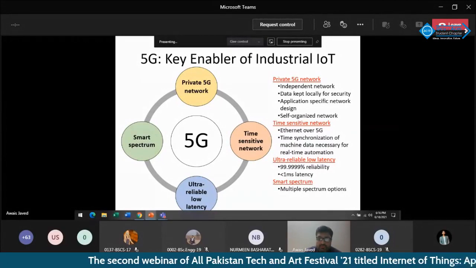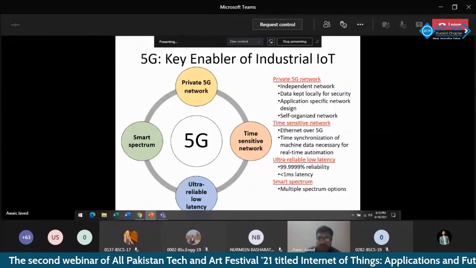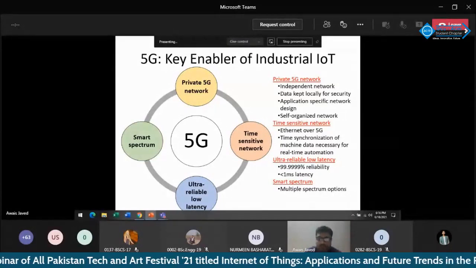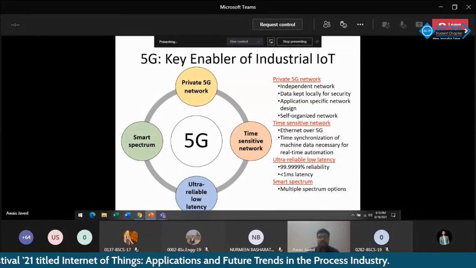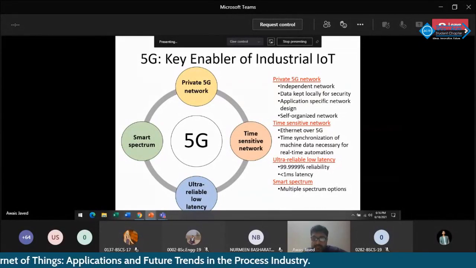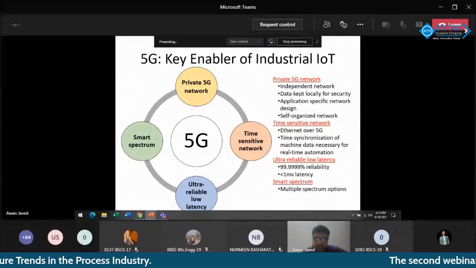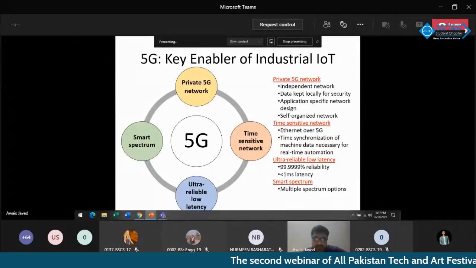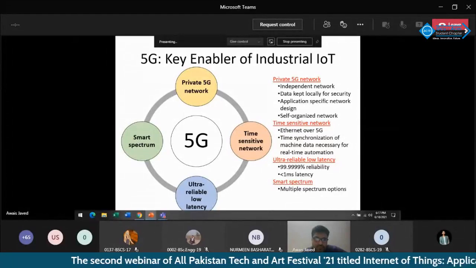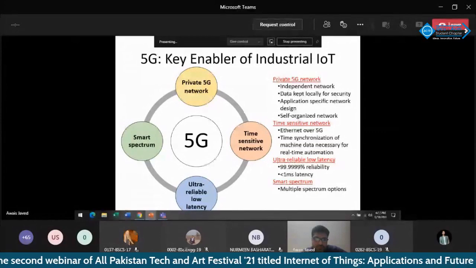So private 5G network is a key feature of 5G that can enable industrial IoT and take it to a new level. Another very interesting feature of 5G is time sensitive networking. As we know, in industrial IoT, the data is critical. It is time sensitive.